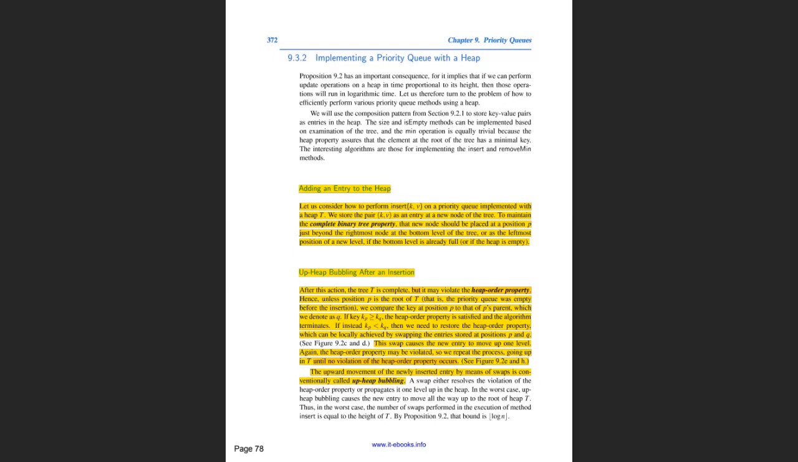Adding an entry to heap. How can you add any number in the heap? Okay. How can you add to the heap? And then we'll apply the up heap bubbling after insertion. How do we make this heap?